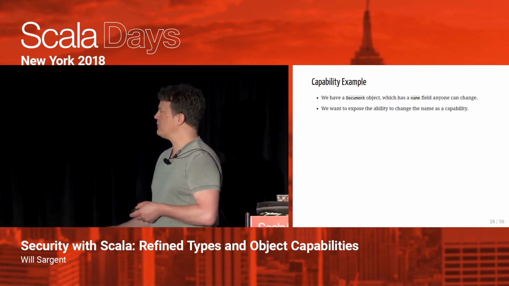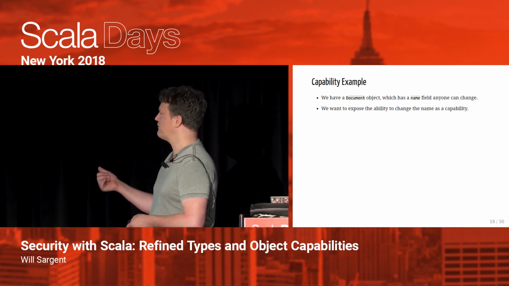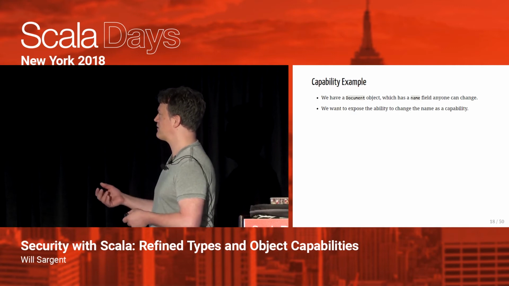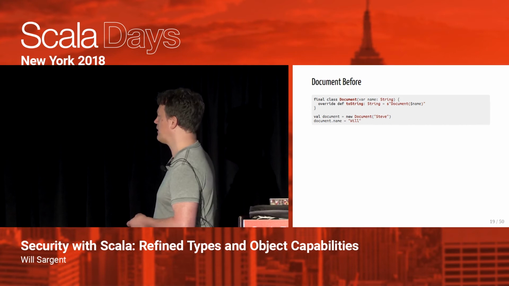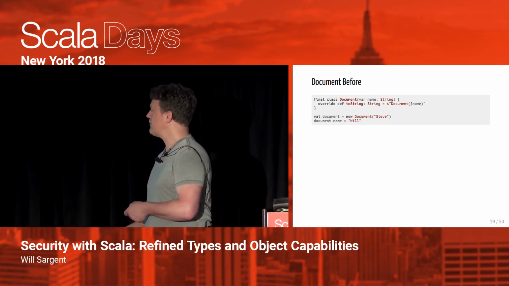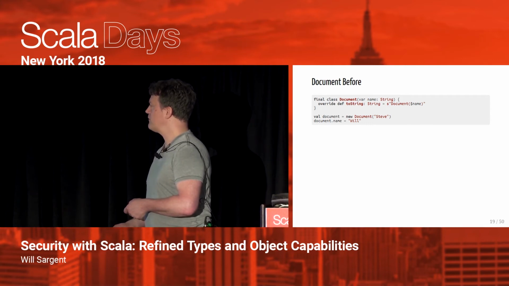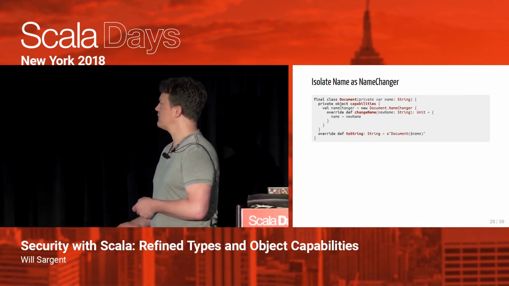So just to give you an example, here we've got a capability. We've got a document object that has a field that anyone can change. So it's a var that we just stuck in a case class. And we want to expose the ability to change the name as a capability. So we have a document here. We have the var. We have called Steve, and we're just going to call it Will. And that's just as simple as it gets.